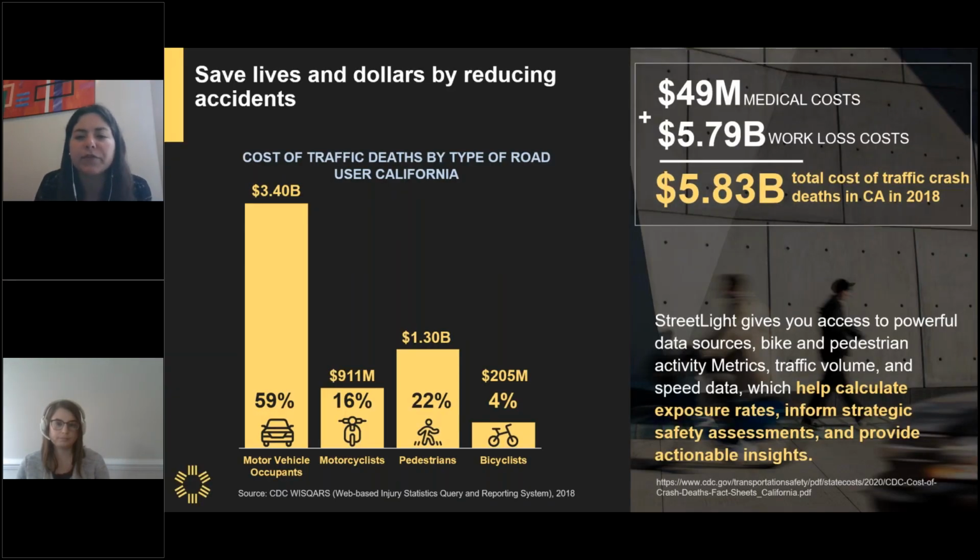We all know this, but reducing transportation-related accidents can save both lives and dollars. As you can see on the slide, there is a high cost associated with traffic deaths. And how great would it be if we can reinvest the money lost from traffic accidents into better resources for our states and cities?